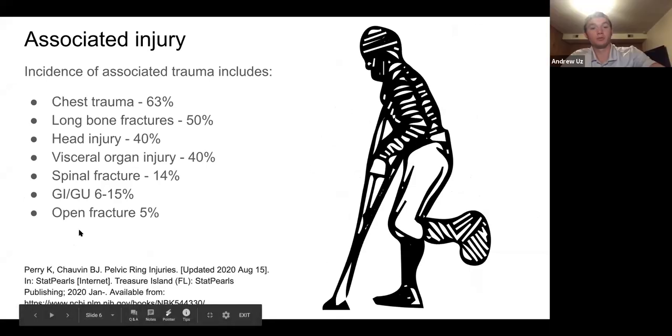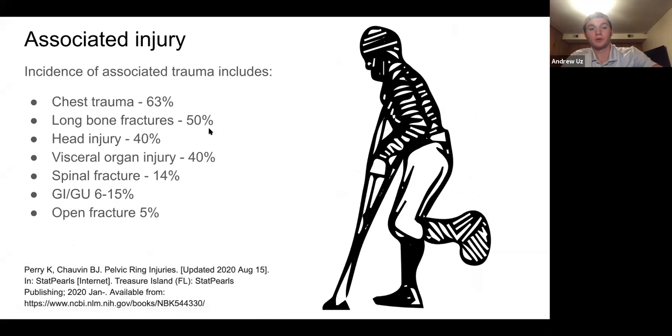All right. So with the injuries that will cause, like I said before, the injuries that will cause pelvic fractures will often cause other injuries. 63% of patients who have pelvic fractures also have trauma to the chest. 50% have long bone fractures, 40% have head injuries and visceral organ injuries like your spleen, liver, things like that. 14% have spinal injuries. Remember that part of the pelvis includes the sacral area of the spine, and so force can easily get transmitted up the spine, or that part of the spine can have injury.